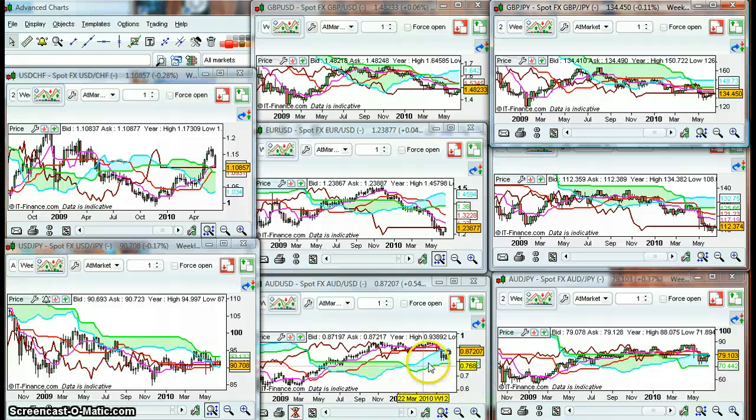The Aussie to US again has just dipped down into the cloud. It's actually in a bull formation, but it's dipped into the cloud and it is testing that full part of it. Whereas the euro dropped right out and is struggling to get back in, and again this one has now been skimming and is moving into a bear formation.